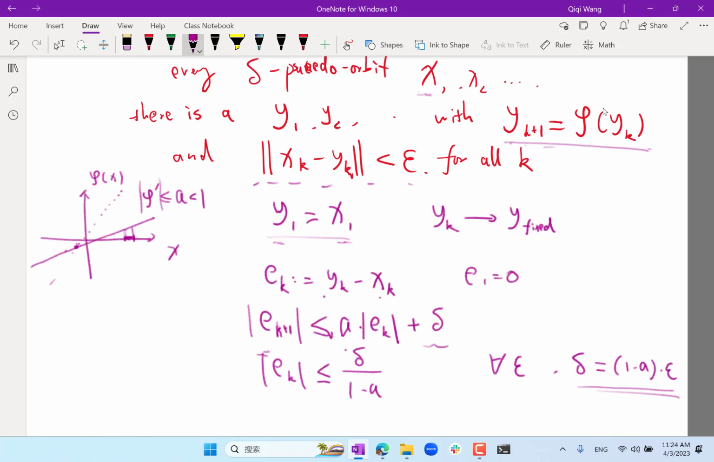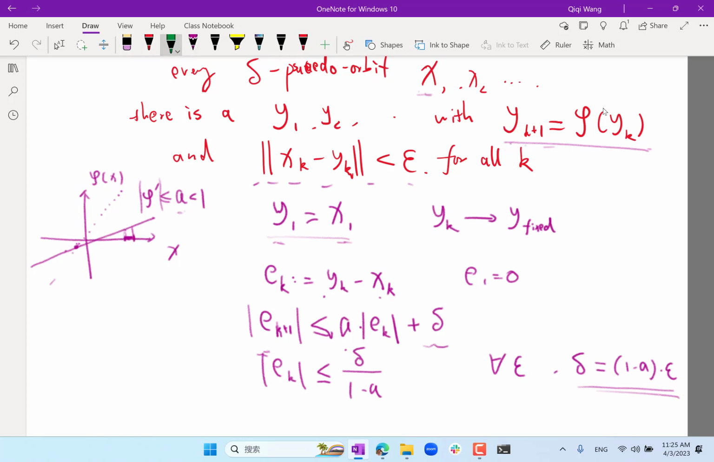All right, make sense? Any questions about this particular example? So a stable system that has a stability constant, a slope strictly less than 1, is always going to satisfy the shadowing property. Okay, so this is for a stable system.